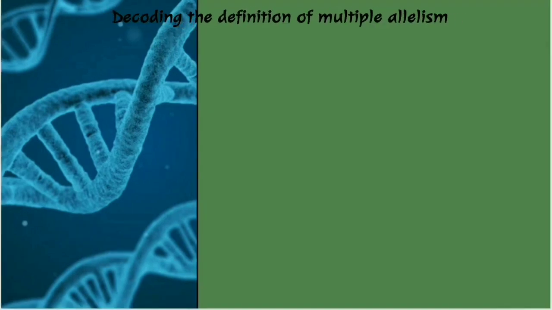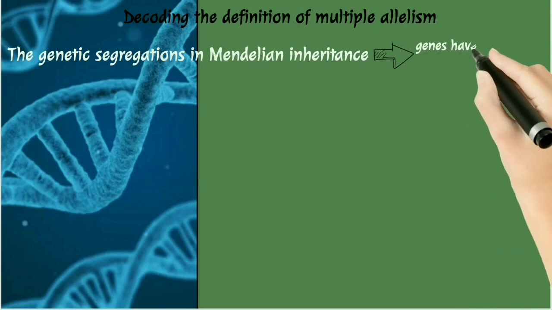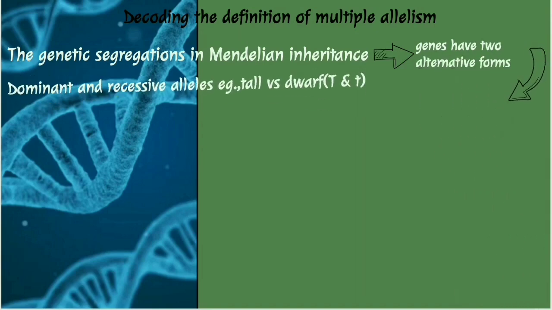We are going to decipher the definition of multiple allelism from the book. All the genetic segregations abide by Mendel's inheritance, which dictates how traits are passed from the parents to the offspring based on three laws. Laws in very simple terms will be covered here. As mentioned previously, two alleles on a gene are different. And why is this different?